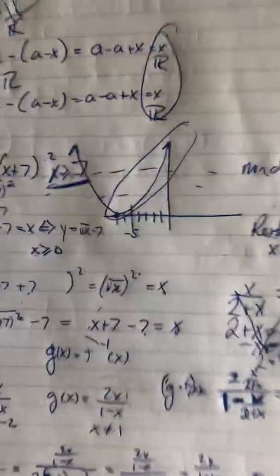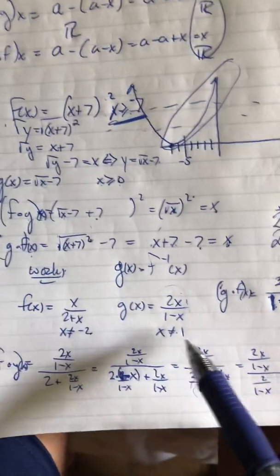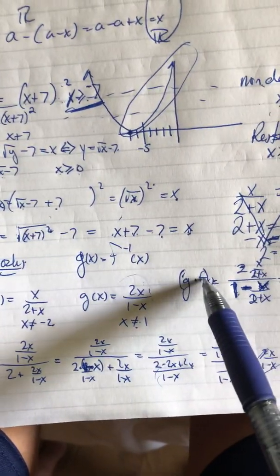So our domains are as they stand, and we say when we're plugging G into F, we take this one as the domain here, and when we're plugging F into G, we take this one's domain here. Okay, hopefully that's helpful.